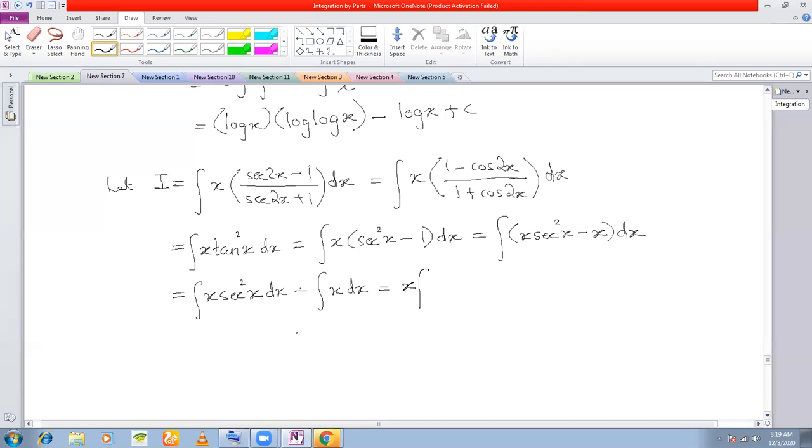X as your first function, integral sec square x dx, because from the ILATE rule, x is an algebraic function, and sec square is a trigonometric function. That's why I've taken x as my first function. Minus integral of the derivative of x into the integral of sec square x dx, and whole thing dx, and let us not forget the minus integral x dx that is there. You can write this integral x dx as half of x square.